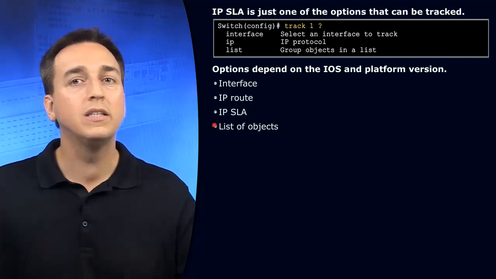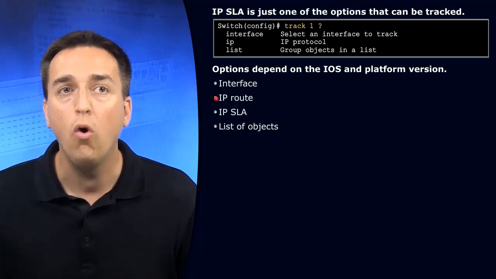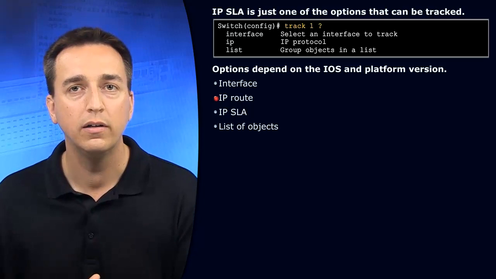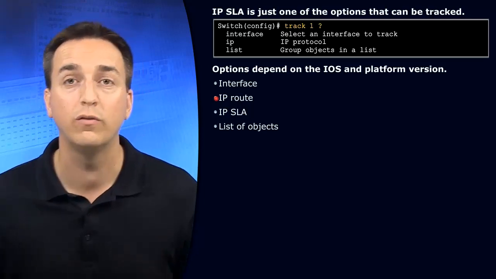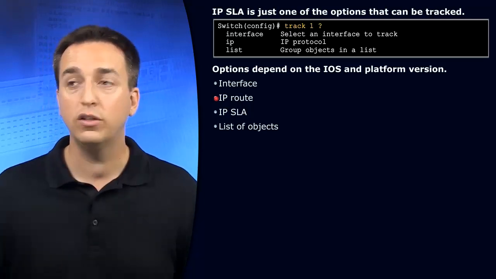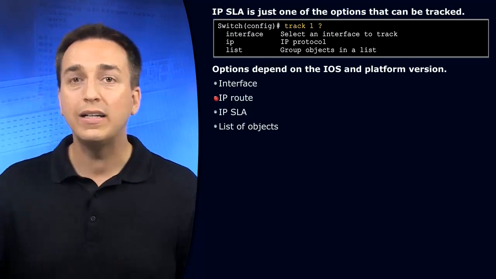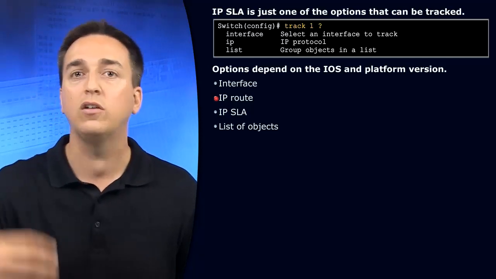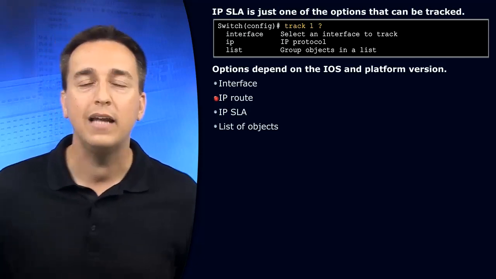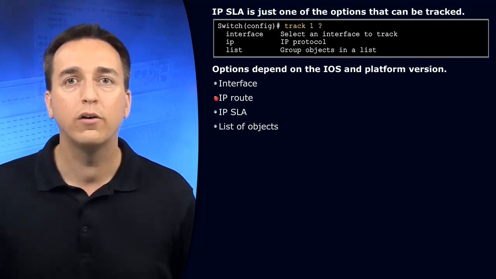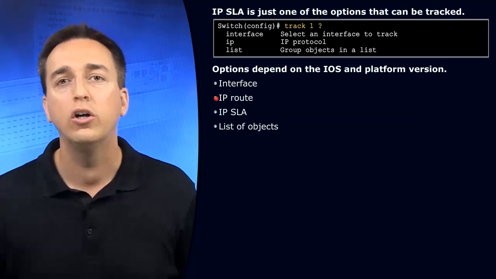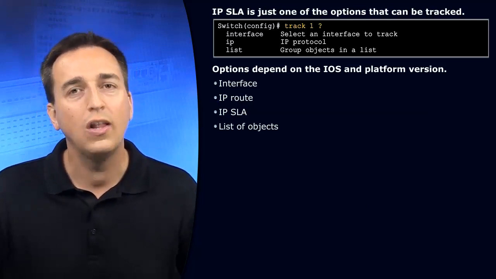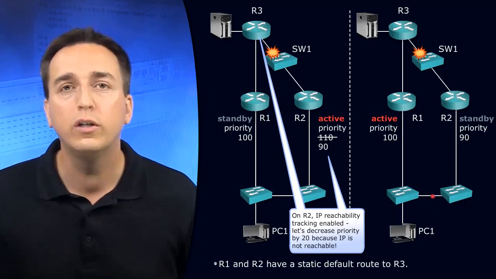We could also have a list of objects that we might be tracking, or a route. If the route is in the routing table, then our priority is a certain value. If all of a sudden the route's not in the table, let's decrement our priority so we no longer try to be the active forwarder to reach that destination. Let the other router forward traffic because we no longer know about that particular destination network. So there's a lot of different items that you can track.